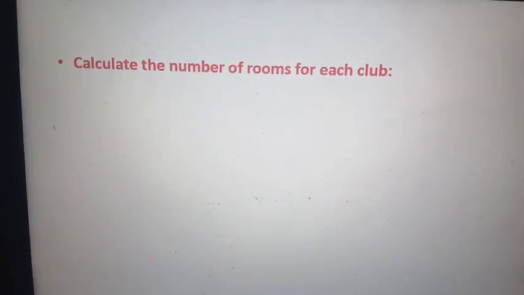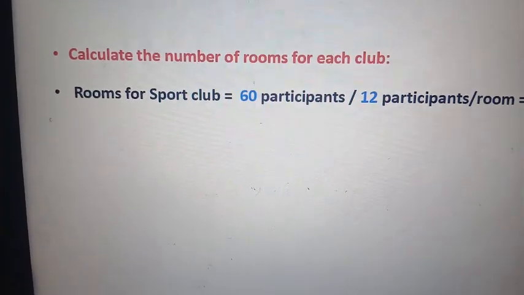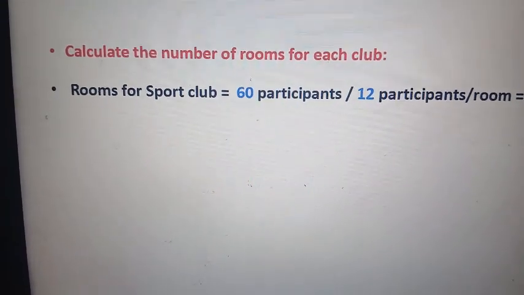Calculate the number of rooms for each club. First, rooms for the sport club.